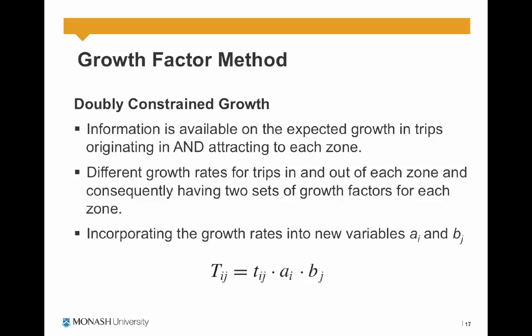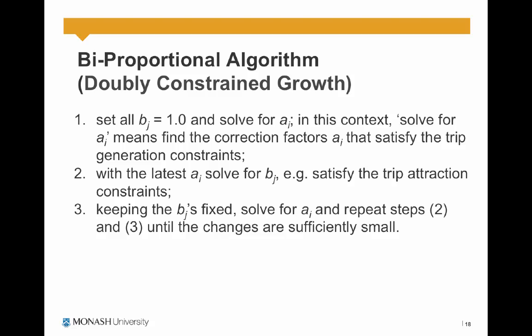How to incorporate this growth factor into the new variables Ai and Bj is represented mathematically here, where instead of having an origin-specific or destination-specific or a uniform growth factor, we will have a growth factor that is dependent on Ai and Bj, which are the growth factor of the origins and growth factor of the destinations. To apply this doubly constrained growth factor, there is a simple algorithm called the biproportional algorithm. We use this algorithm in an example later to show you how it works. But let's quickly go over the algorithm and later we'll see an example.